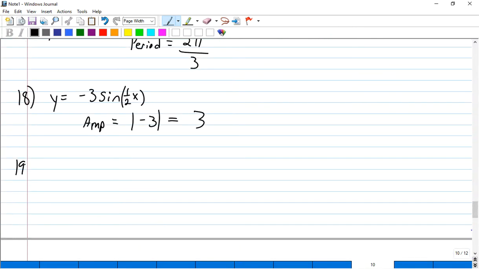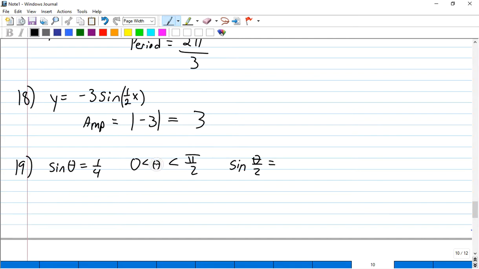Number 19 says theta is between 0 and 2 pi, and it tells us the sine of theta equals 1/4. It also tells us that theta is greater than 0 and less than pi over 2. That just tells us which quadrant it's in. Find the sine of theta over 2. So we're trying to find the half angle.